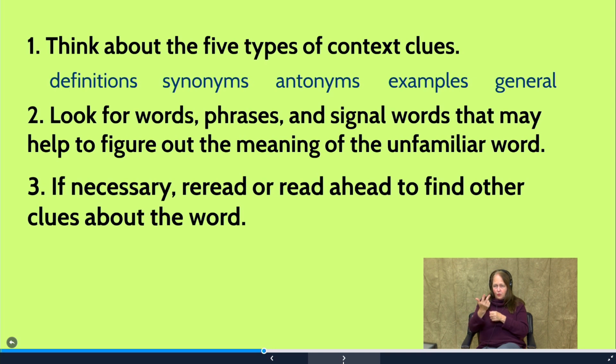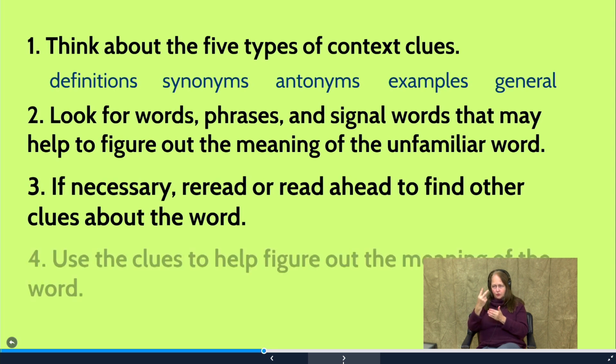Third, if necessary, reread or read ahead to find other clues about the word. Now, I am sure that many of you might pull the same tactics that my kids do, and you read one sentence, and then you look at me and say, "I don't understand what this means." This is when you have to reread or read ahead. And typically the author is not going to put that definition 4 or 5 pages ahead. It's probably 1 or 2 paragraphs away.